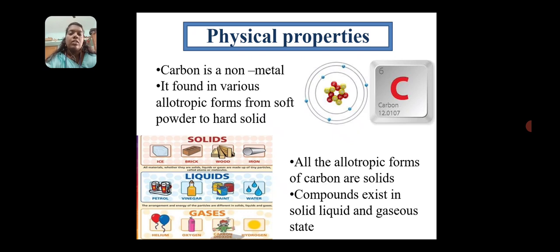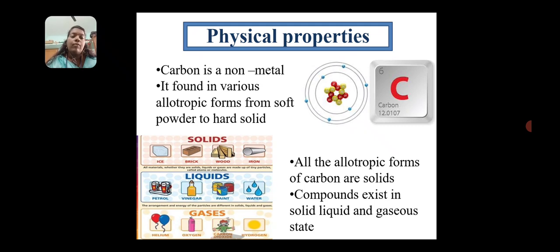The first physical property of carbon is that it is a non-metal. It is found in various allotropic forms from soft powder to hard solids. So we already know that carbon is a non-metal. The allotropic forms, for example, are diamond, graphite and fullerenes. So it is available from soft powder to hard solids.